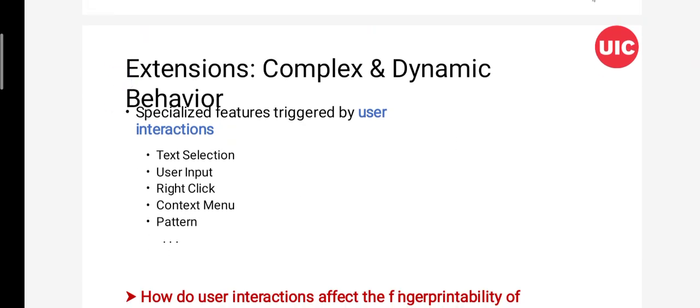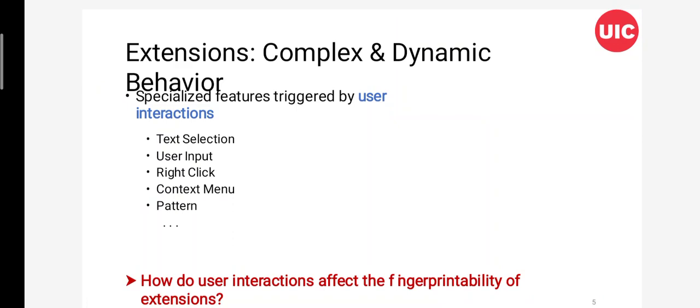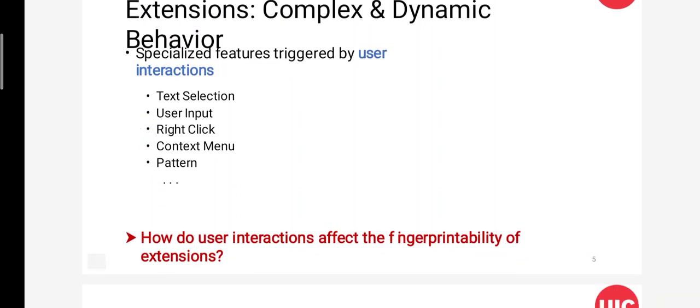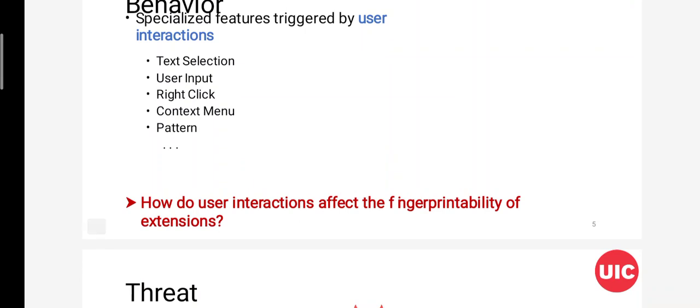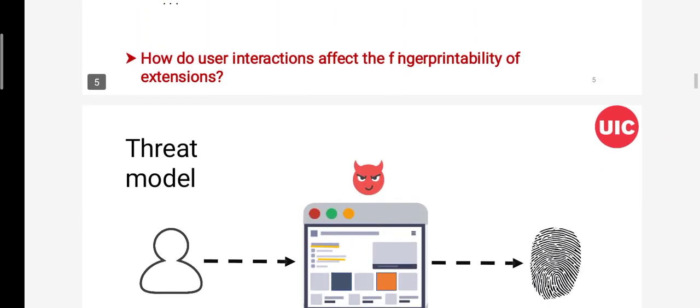Extensions, which have complex and dynamic behavior, have specialized features triggered by the users. These features are text selection, user input, right click, context menu, and pattern. Now the question is, how do interactions affect the fingerprintability of extensions?